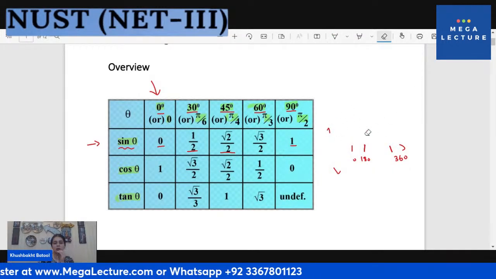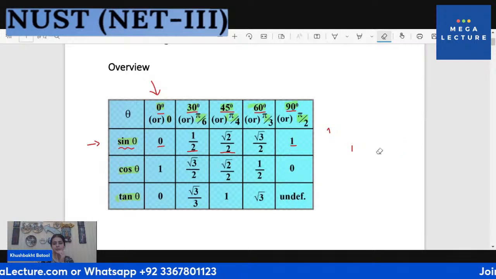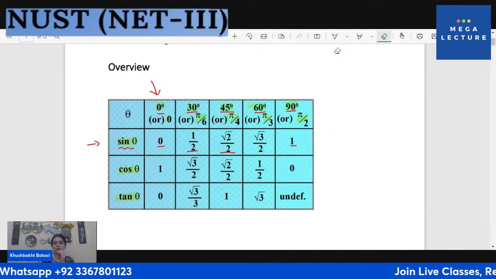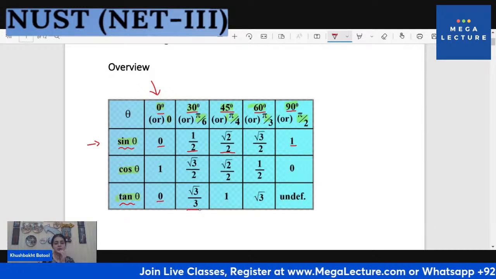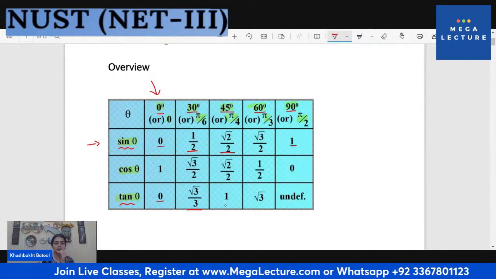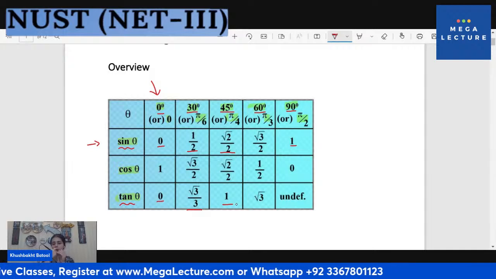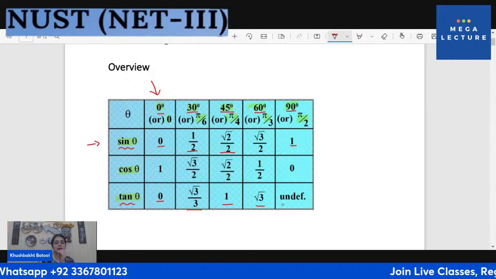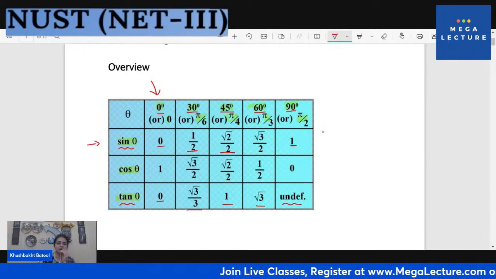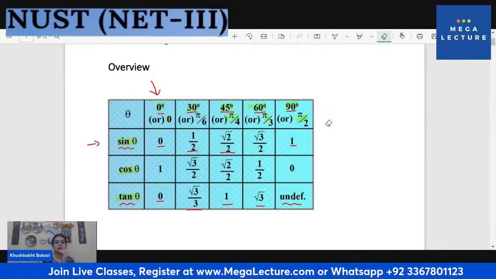If I talk about tan, here it is. Tan is 0 at 0 degrees, then tan is root 3 by 3 at 30 degrees, tan is 1 at 45 or pi by 4 radians, it is root 3 at 60 degrees or pi by 3, and it is undefined at pi by 2 radians or 90 degrees. So the interpretation of this table is important, and by now I assume things are clear.